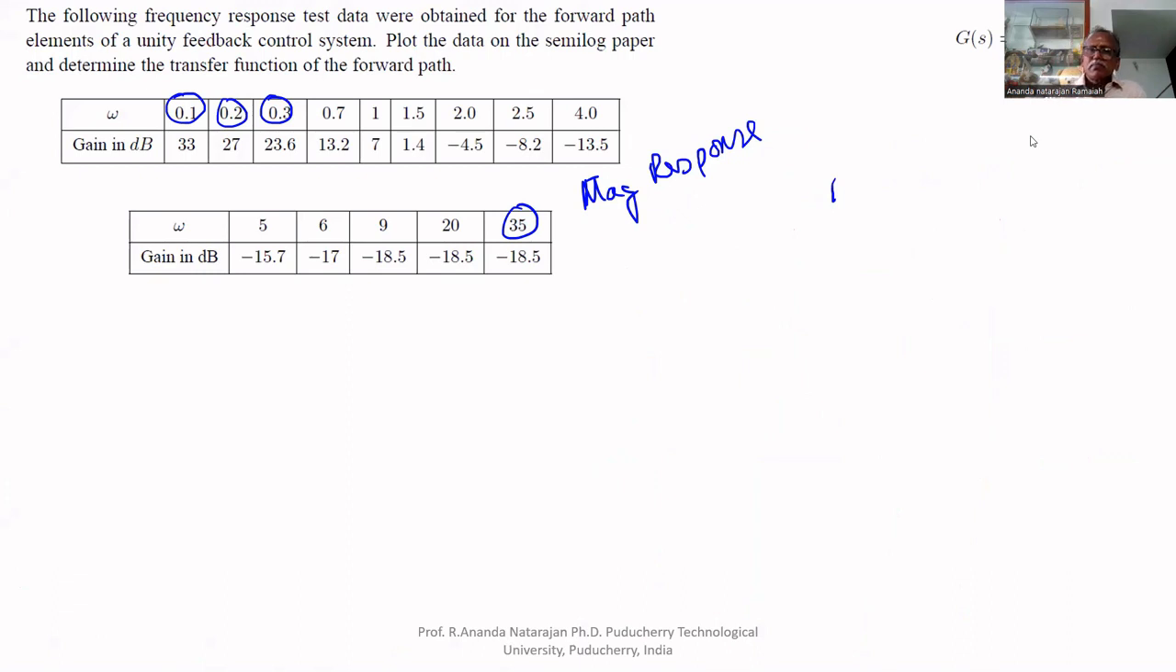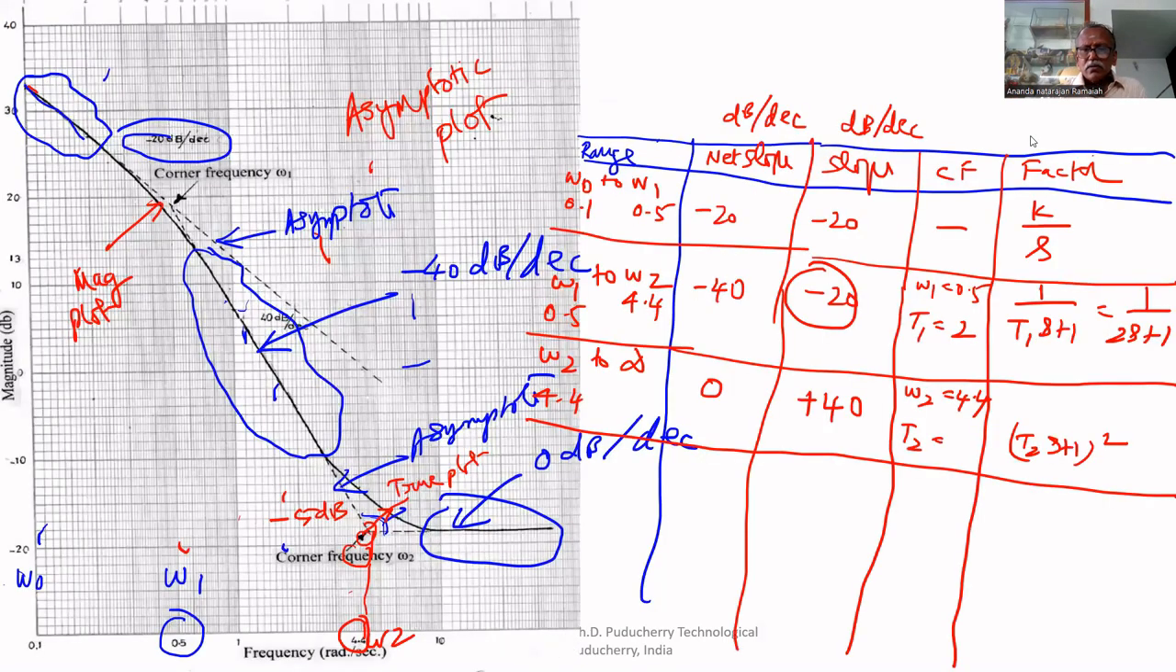Repeated poles, 2.27. Omega 2 is 2.27. 1 divided by 4.4 equal to 0.227. Yes, repeated pole. That is 1 by 4.4, that is equal to 0.227. Therefore, 0.227 S plus 1 whole square.